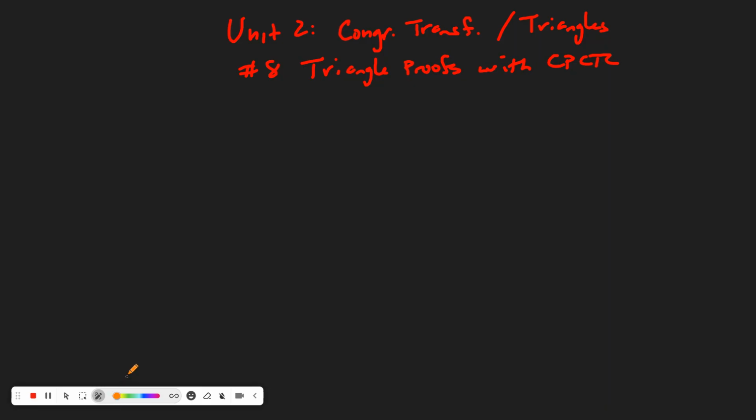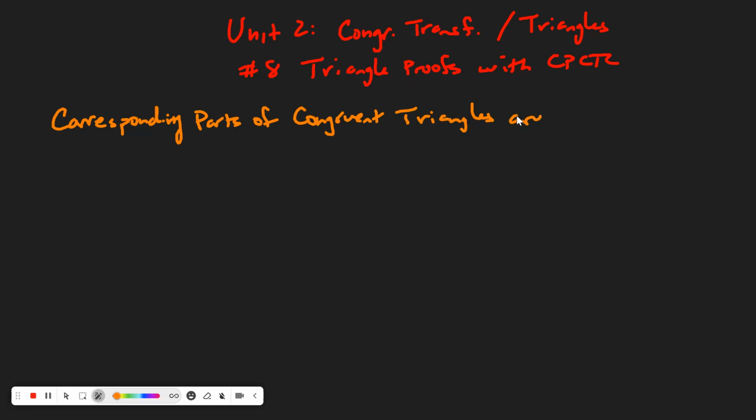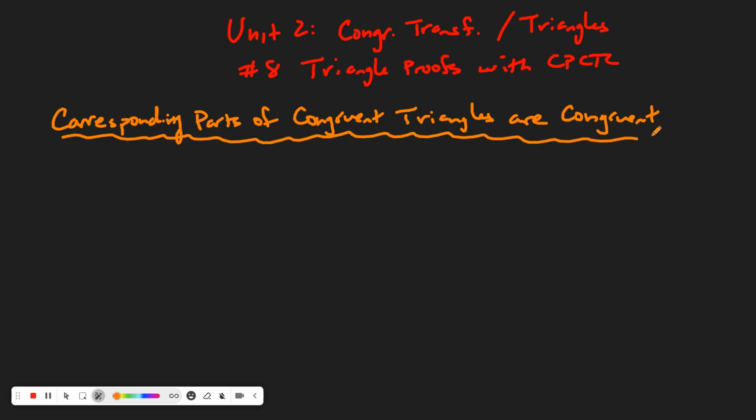All right. So I mentioned CPCTC in a previous video, so let's revisit what that means. CPCTC stands for corresponding parts of congruent triangles are congruent. Corresponding parts of congruent triangles are congruent.